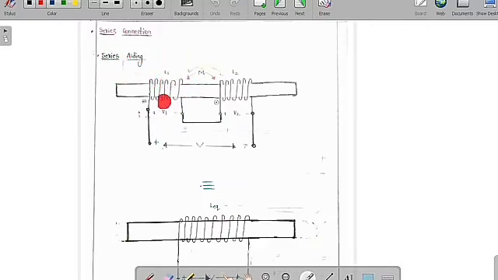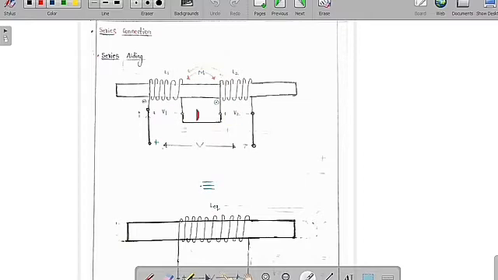Series aiding means that on a common iron bar we wind two coils and connect them in series, meaning the current is the same in both coils. Here M is the mutual inductance between coil 1 and coil 2, and you can see clearly that in the first coil the current enters the dot, and in the second coil also the current enters the dot. If the current enters the dot in both coils, the fluxes are in the same direction.